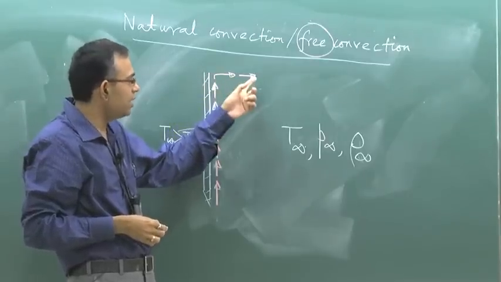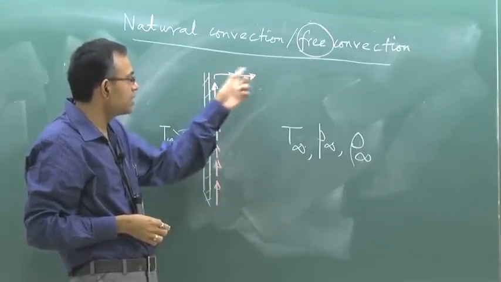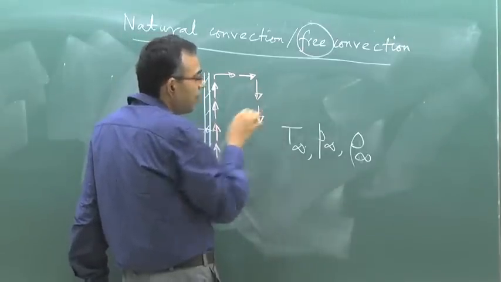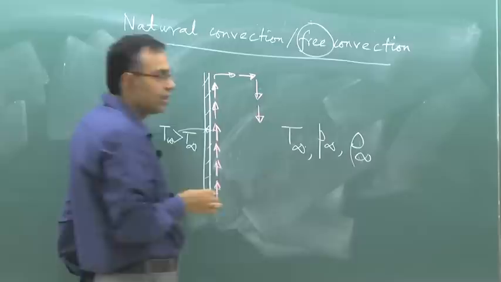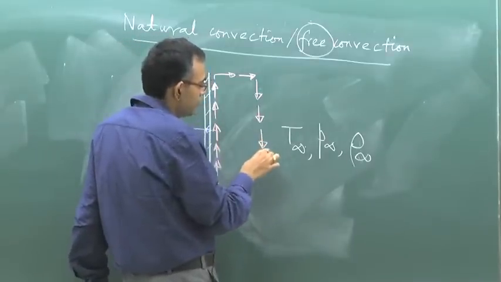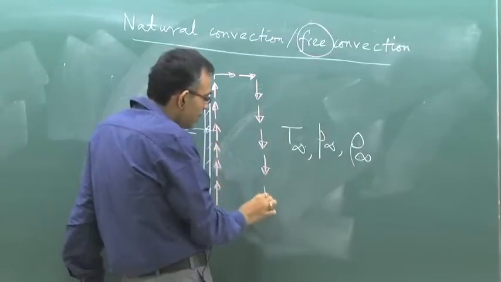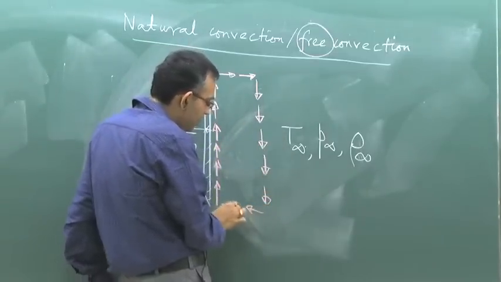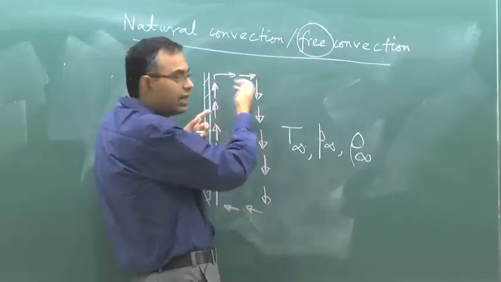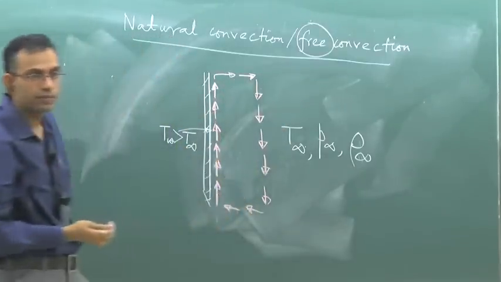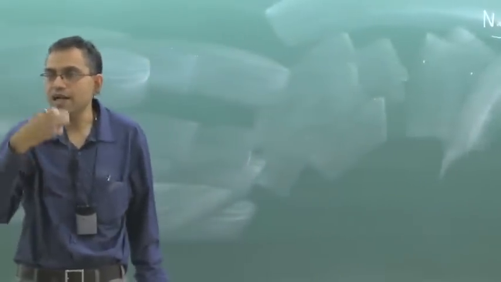But then once this effect is gone, gravity will play its role and it will come down. Once it comes down, it has to complete the loop to satisfy continuity, because when fluid has gone from here, some other fluid should replenish that to maintain continuity. So in this way a circulation is created. This is called natural convection circulation.